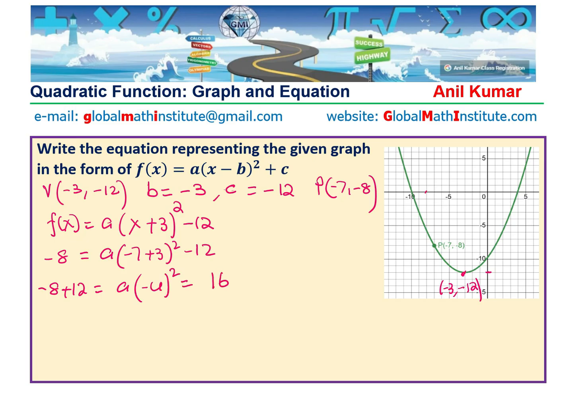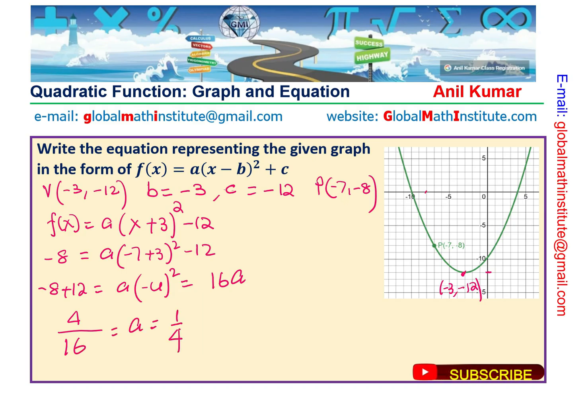Bring 12 to this side, becomes plus 12. a times minus 7 plus 3 is minus 4 whole square, which is 16a. So we get here minus 8 plus 12 is 4 divided by 16 is the value of a, which is 1 over 4. A value is positive, parabola opens upward.